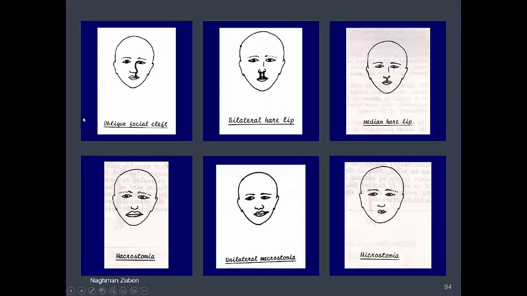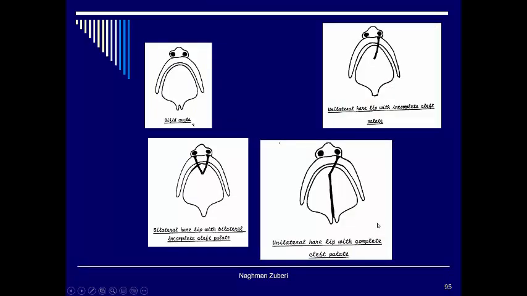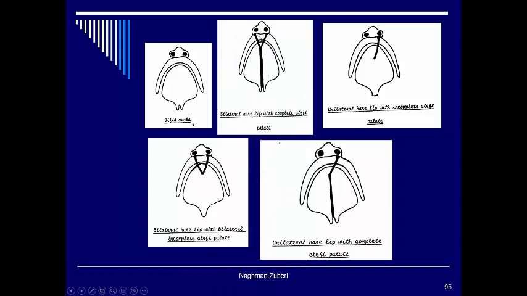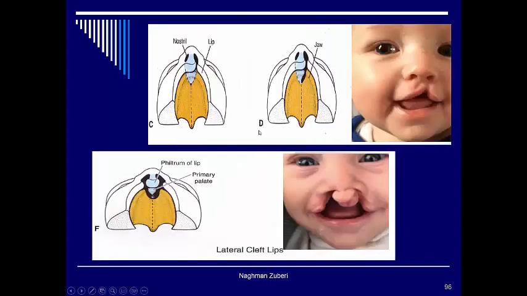Other than that, we can have oblique facial clefts, bilateral hare lips, median hare lip, macrostomia, unilateral macrostomia, and microstomia. Bifid uvula, as I told you, could also occur. Unilateral hare lip with incomplete cleft, then unilateral hare lip with complete cleft palate, and bilateral hare lip with bilateral incomplete cleft palate. Yes, even bilateral hare lip with complete cleft palate can occur, and it is quite an extensive defect.